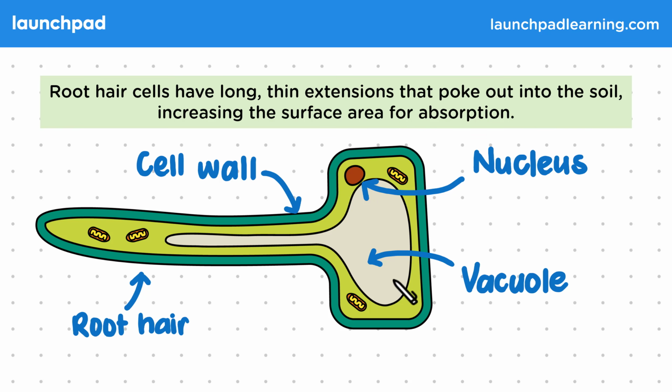In the root hair cell, there's a large vacuole for storage and to increase the movement of water by osmosis across the cell. You need to be able to explain these adaptations of a root hair cell for your exam. How is the water absorbed by the roots transported through the plant?